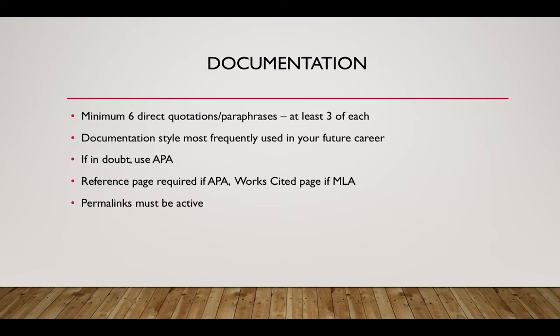As far as documentation, a minimum of 6 direct quotations or paraphrases, at least 3 of each. Documentation style is the one most frequently used in your future career. This is where your choice comes in handy. You can pick APA or you could pick MLA, but make sure the whole paper remains consistent with whichever style you choose. If you're not sure, most of your future careers will probably use APA. And again, if you choose APA, make sure you have a reference page included. If you choose MLA, you should have a works cited page. And again, whichever one you choose, make sure your permalinks are active.